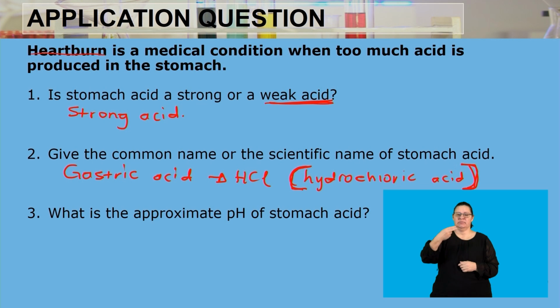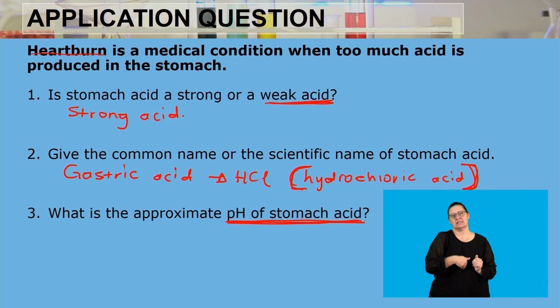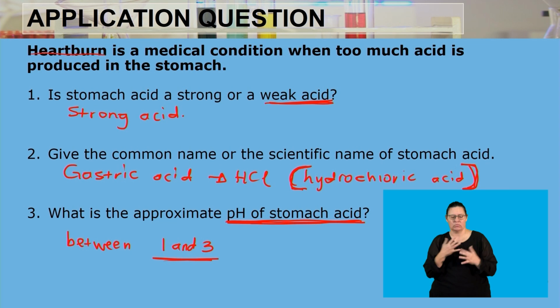Will that now make it to have what pH? What is the approximate pH of the stomach acid? So if it's a strong acid, it must be further away from 7 going towards 0. We do know that the approximate pH value of the stomach acid is between 1 and 3. So that tells us that it is a very, very strong acid, because 3 is far away from 7.